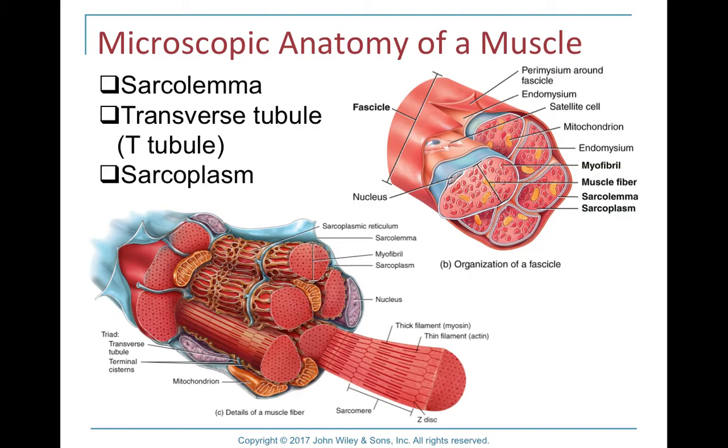So when we are looking at these filaments, we have to do so on a microscopic level. And so the main microscopic anatomical parts of the skeletal muscle fiber are the sarcolemma, the transverse tubule, also known as the T-tubule, and the sarcoplasm. These T-tubules are tiny little invaginations of the sarcolemma that quickly spread the muscle action potential to all parts of the muscle fiber. So that's why we have them.